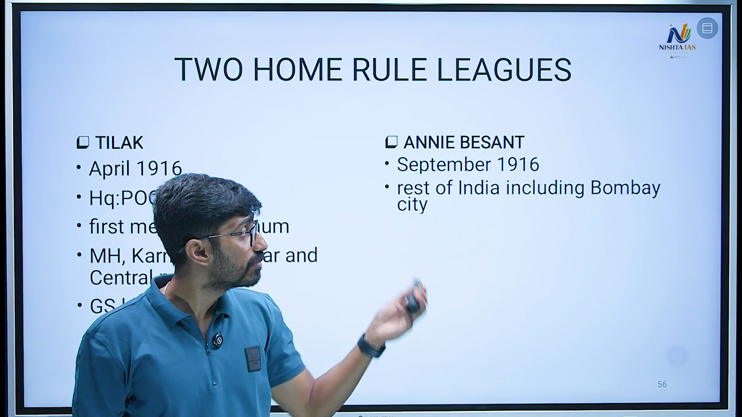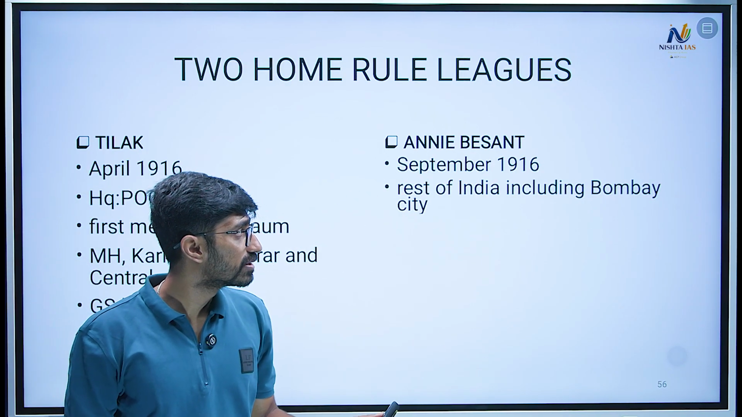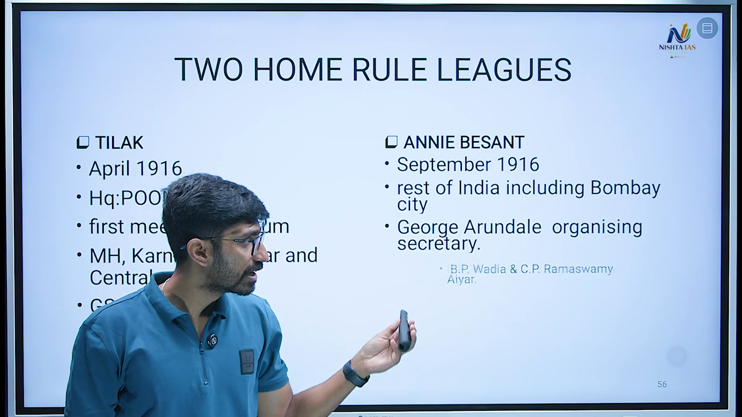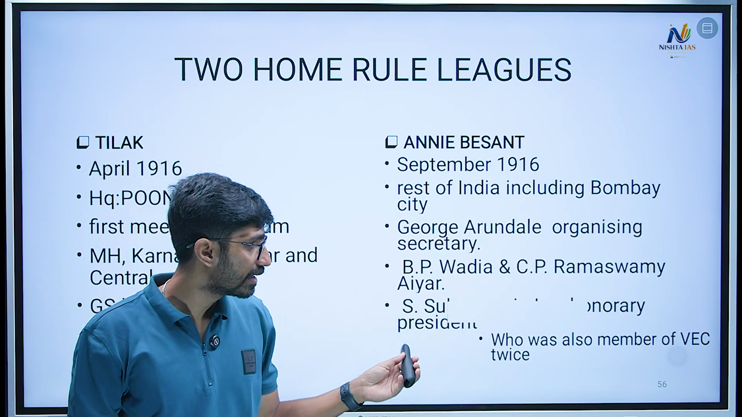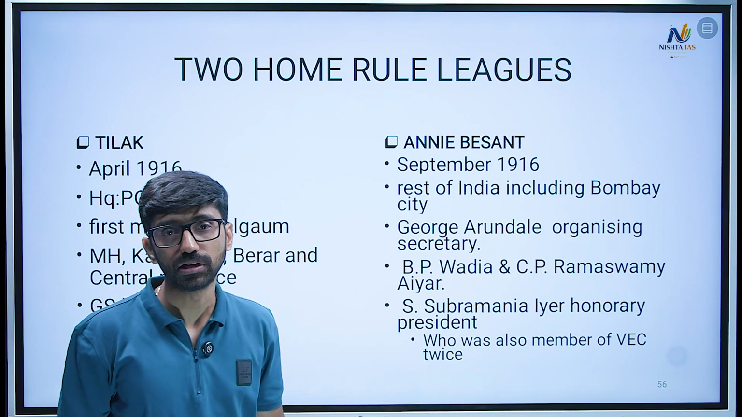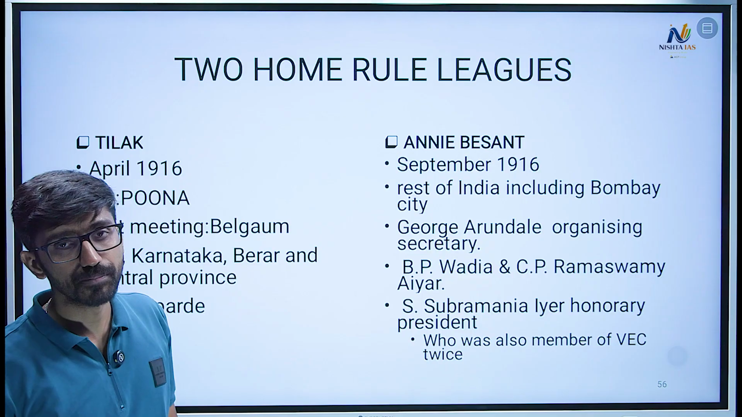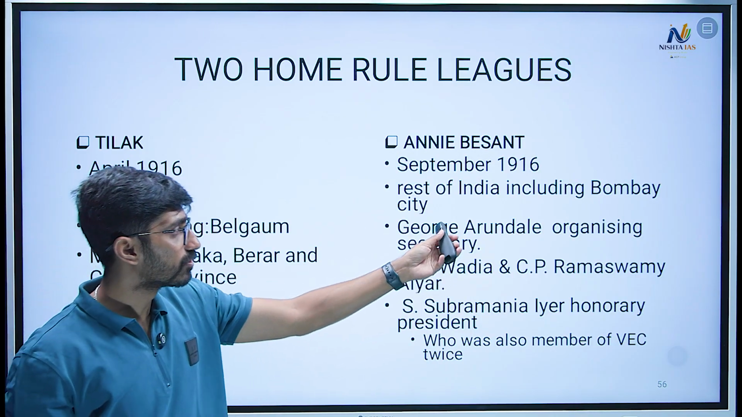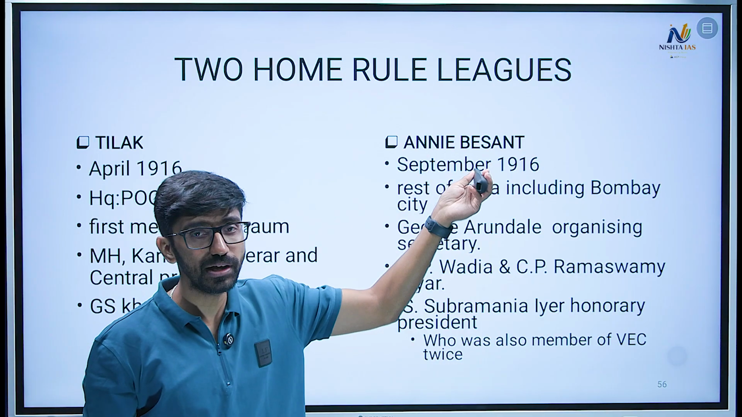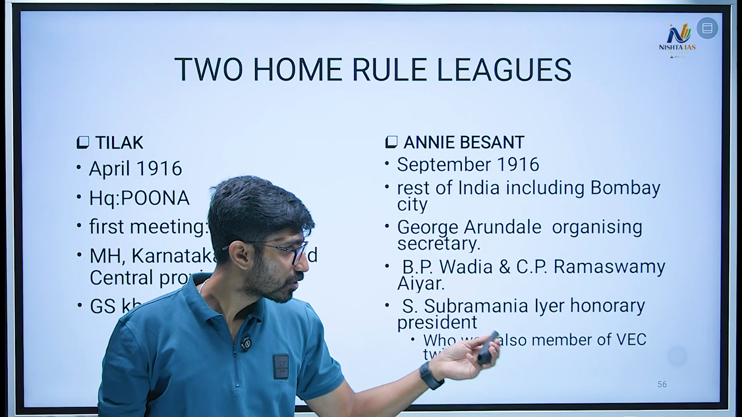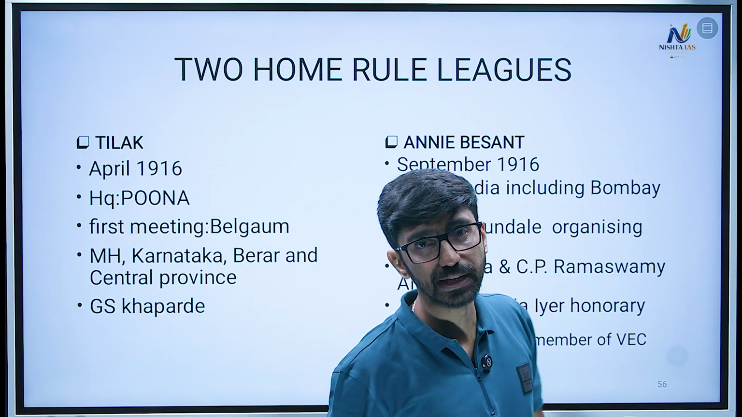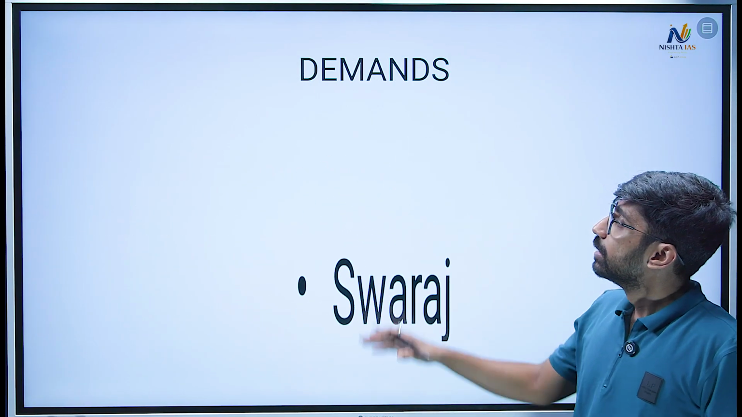And who were the leaders of the Annie Besant faction? George Arundale was the organizing secretary. Then we can name B.P. Wadia, C.P. Ramaswamy Iyer. Then again, S. Subramania Iyer was the honorary president. He was also a member of the Viceroy's Executive Council, which is the highest decision-making body in the country. Okay. Now, what are the demands?